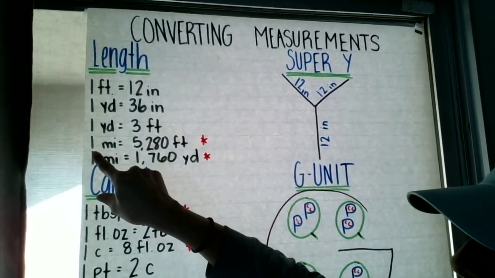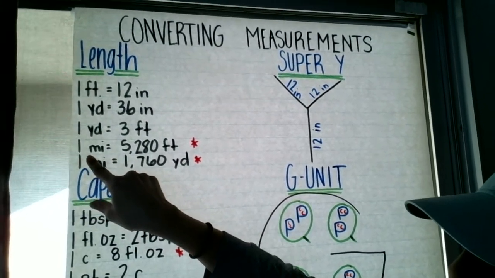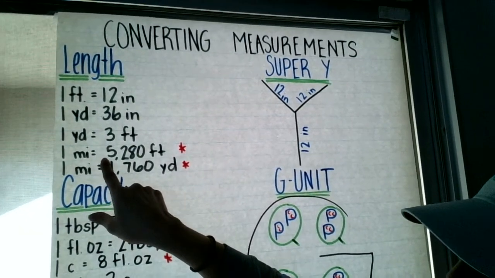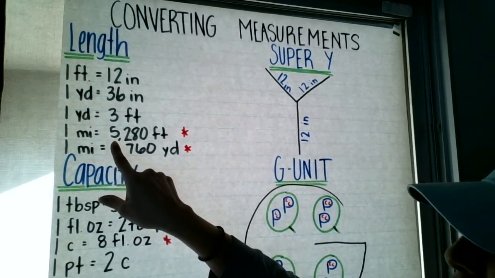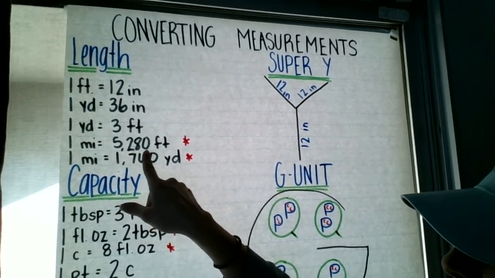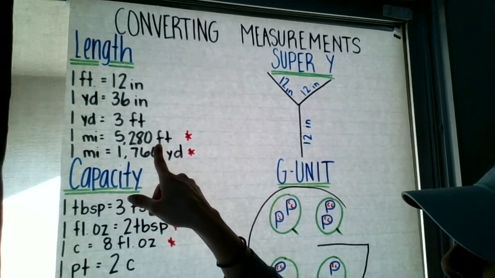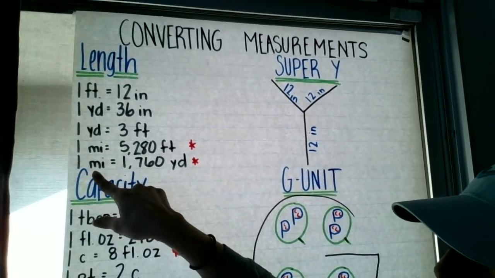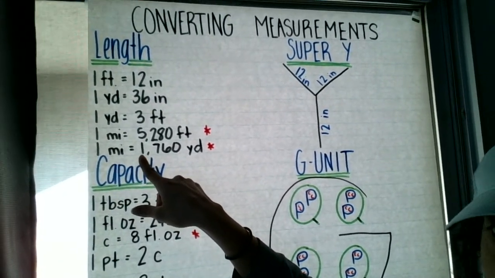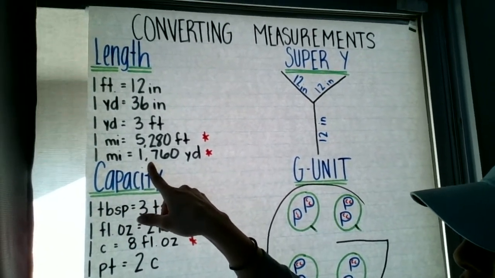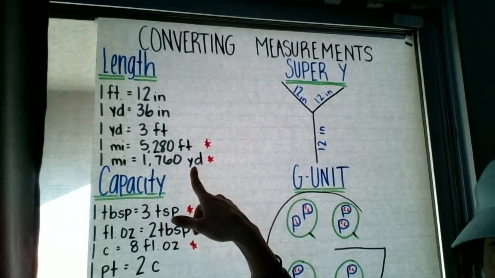Okay? Then we have 1 mile. And if I wanted to say how many feet there were in a mile, I would say 5,280 feet. Okay? And then we have 1 mile again. If I wanted to say how many yards were in a mile, I would say 1,760 yards. Okay?